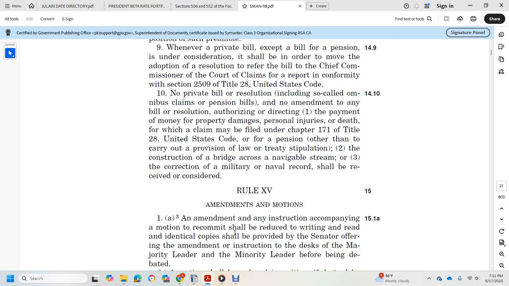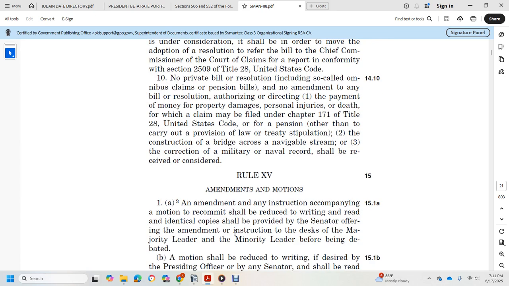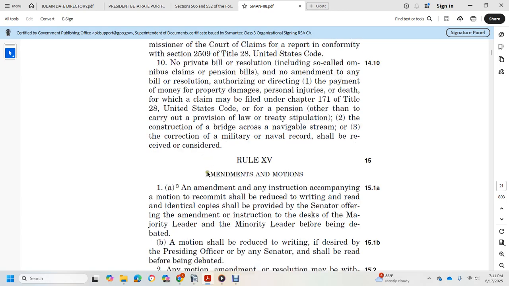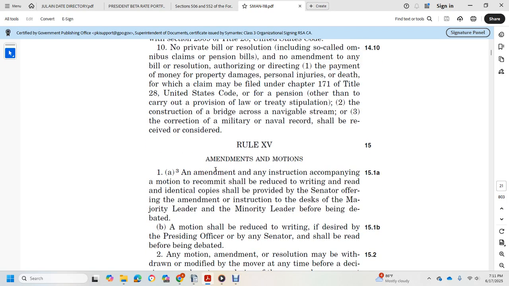Rule 15. Amendments and motions. 1A. An amendment, and any instruction accompanying a motion to recommit, shall be reduced to writing and read. Identical copies shall be provided by the senator offering an amendment or instruction on the desk of the majority leader and the minority leader before it is debated.